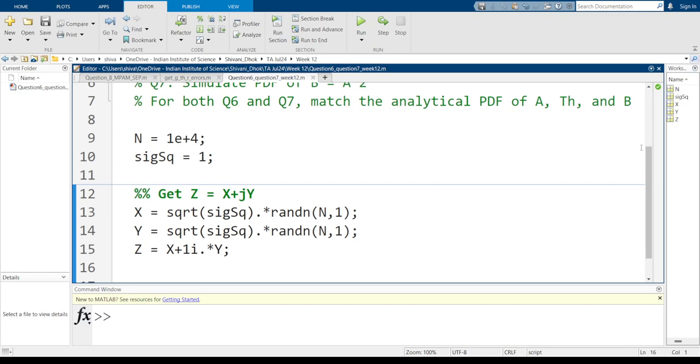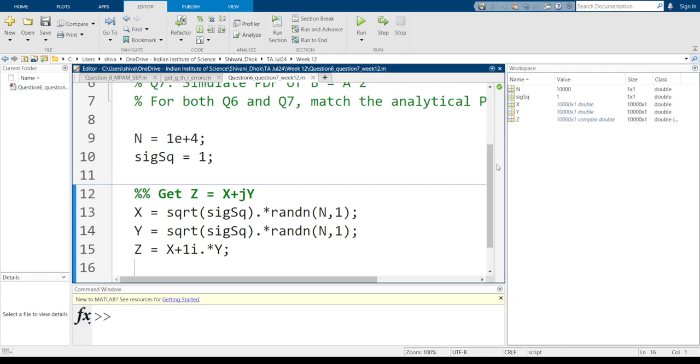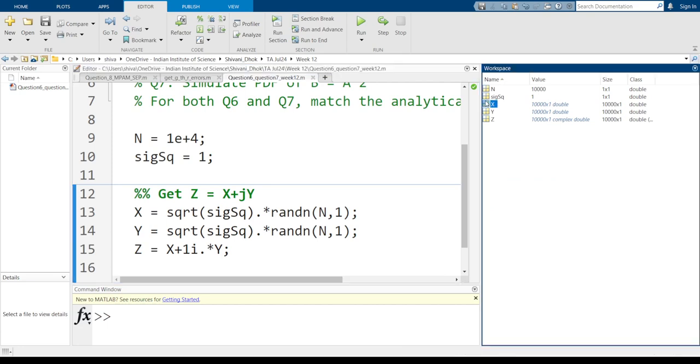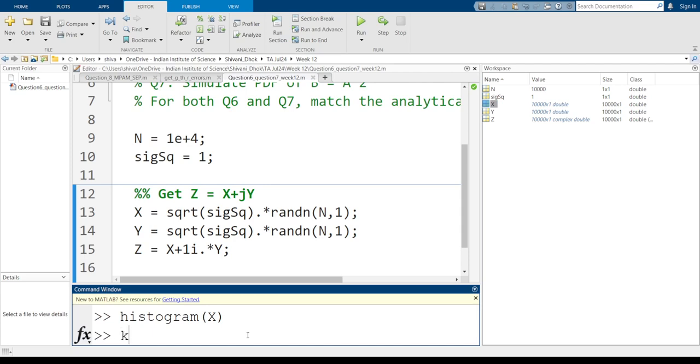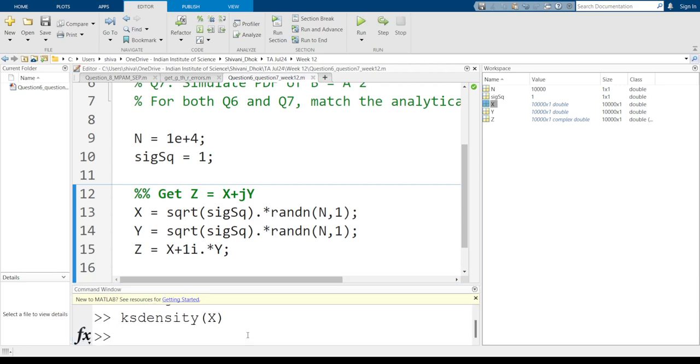So when we run this, we get our z. Now let us just see how the PDF looks. Histogram of x. So this is the PDF. Another way to generate your PDF is a function known as ksdensity. So you can take ksdensity of x, that will give you the PDF.